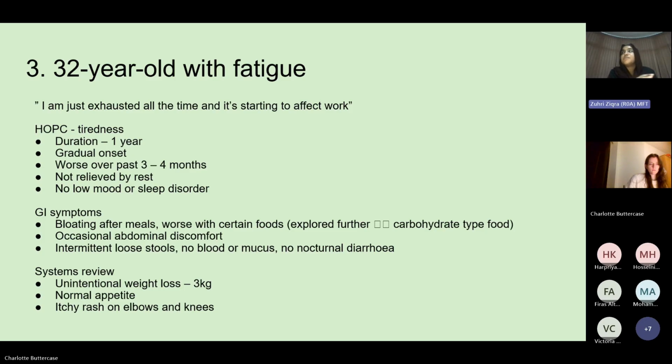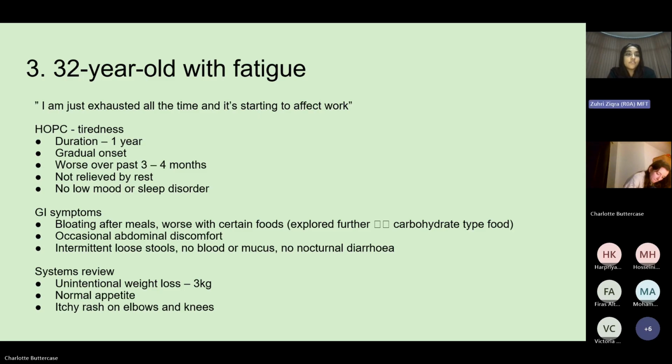Intermittent loose stools, but there was no blood, no mucus or anything like that. They did have some unintentional weight loss, but not as severe as the other scenario, and it was over a whole last 6 months, I think. Normal appetite, and I don't think many people got this, but they were supposed to have an itchy rash, which is not really needed in any scenarios.